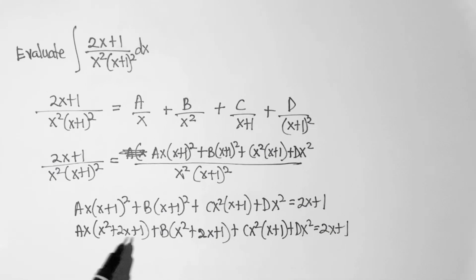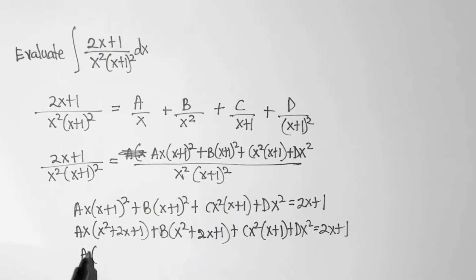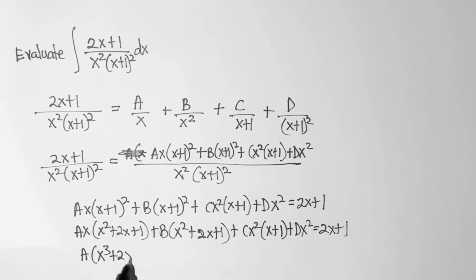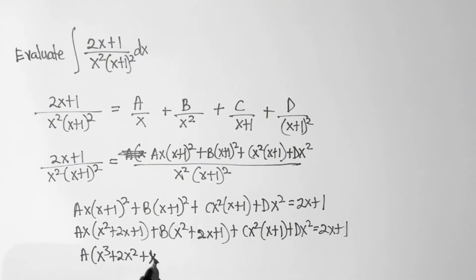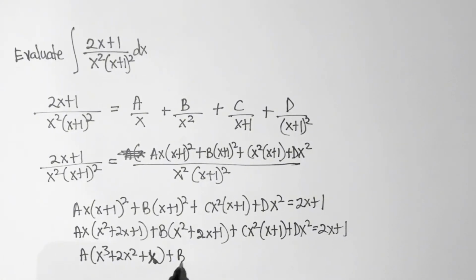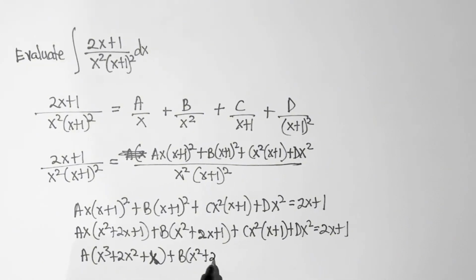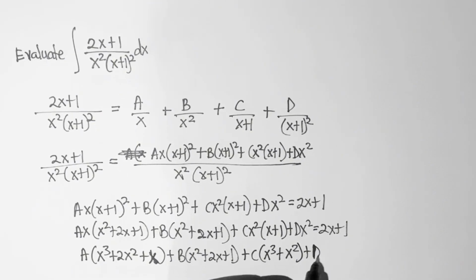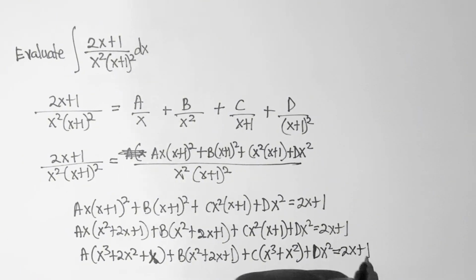So now let's push this x inside, which is a times x squared is x cubed. x times 2x is plus 2x squared. x times 1 is plus x. Then plus b times (x squared plus 2x plus 1). Then plus c times x squared times x is x cubed, plus x squared times 1 is x squared. Then plus dx squared. Then this is equal to 2x plus 1.